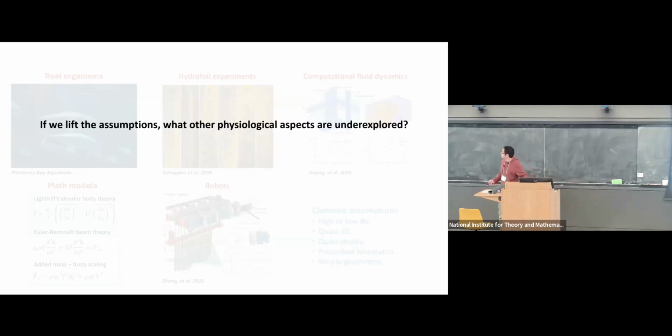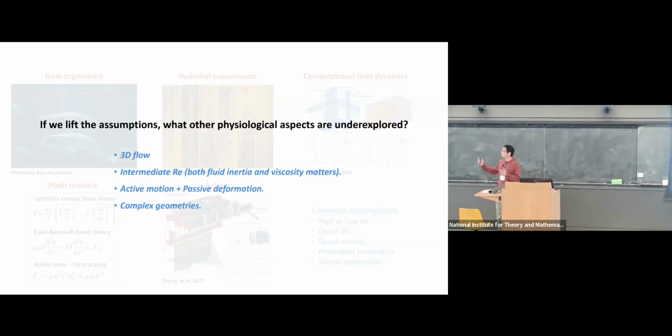However, I want to propose a question. If we lift these assumptions, what other physiological aspects can we still study from these fishes? In other words, if we have three-dimensional flow, if we work in intermediate Reynolds number, where inertia and viscosity are both important, if we have active motion from the muscle on some part of the structure, and then the rest is just passive deformation, what's going to happen? And then what if we have complex geometries that are crazier than just a rectangle?